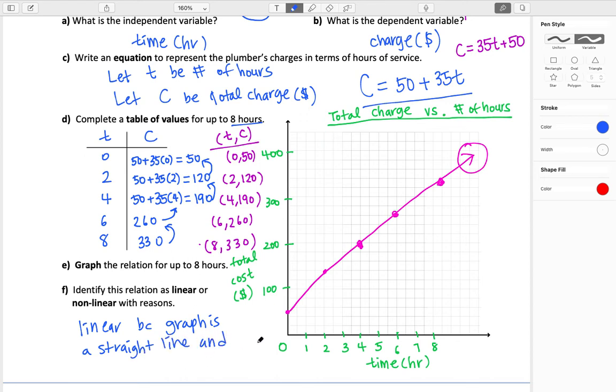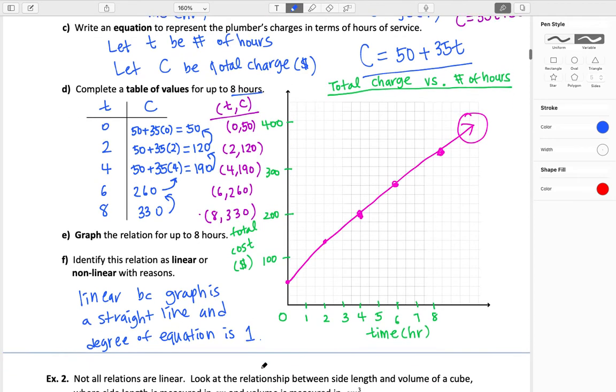And another way to look at it is when you look at the equation, the degree of the t is 1. So if you see a square here, that means it's not a linear relation. So that's another way to look at it. And the degree of the equation is 1. Okay?